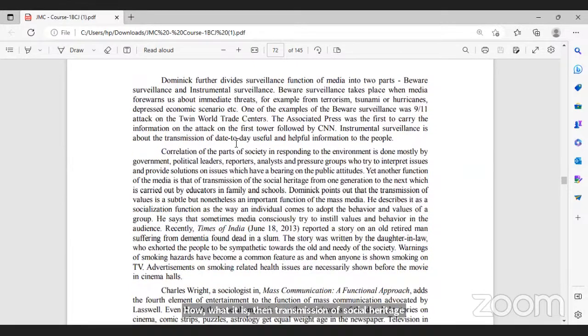When we speak of the surveillance function, Dominick has divided it into two parts: beware surveillance and instrumental surveillance. Beware surveillance takes place when the media forewarns us about immediate threats, for example from terrorism, tsunamis, or hurricanes. One example of beware surveillance was the 9/11 attack. The Associated Press, AP, was the first to carry the information on the attack on the first tower, followed by CNN. Instrumental surveillance is about the transmission of day-to-day useful and helpful information to people, such as political and economic developments.